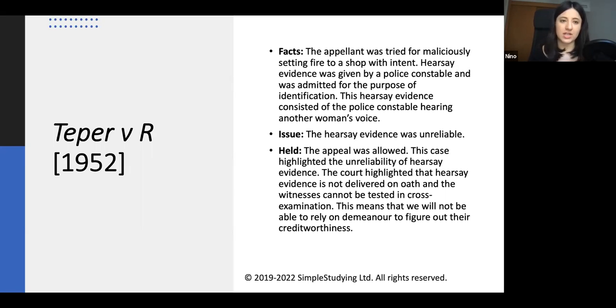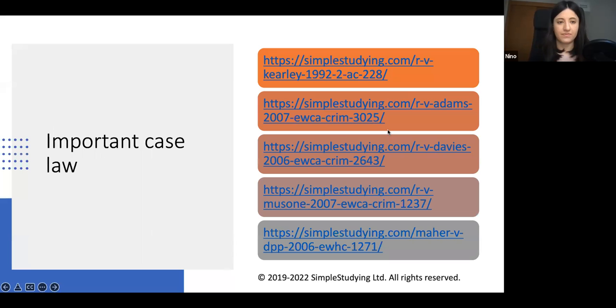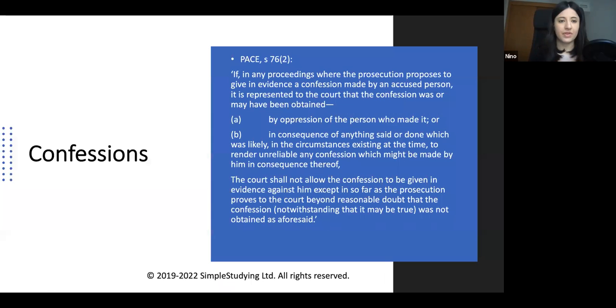So in an essay question, when you say that hearsay evidence is unreliable because it's not delivered on oath and it is not subject to cross-examination, it is important that you cite the relevant case, and the relevant case with that principle can be Tapper v R. So make sure that you cite the relevant cases for everything that you say. Important case law that I suggest you read is available for free, and you can go to these links and read those cases after the session.